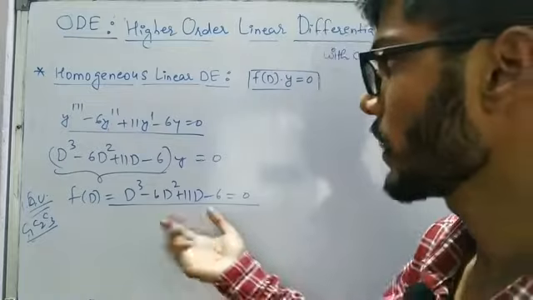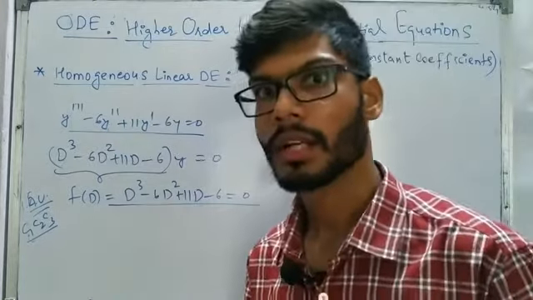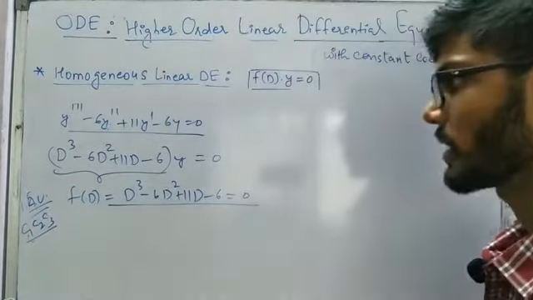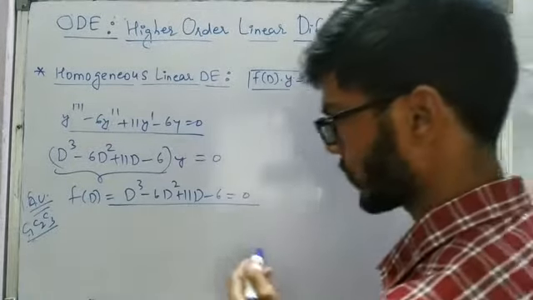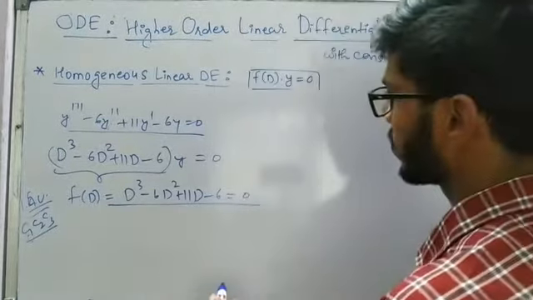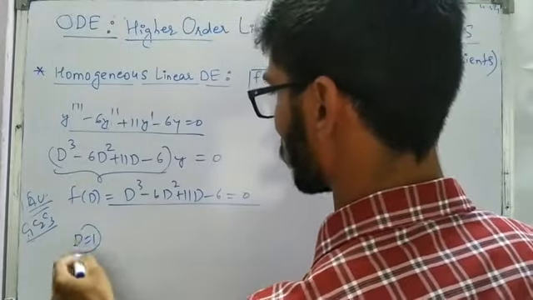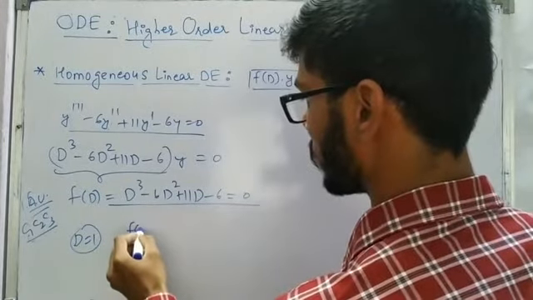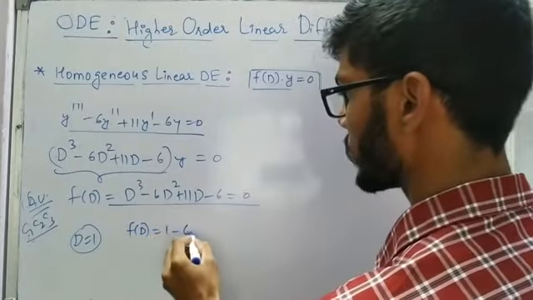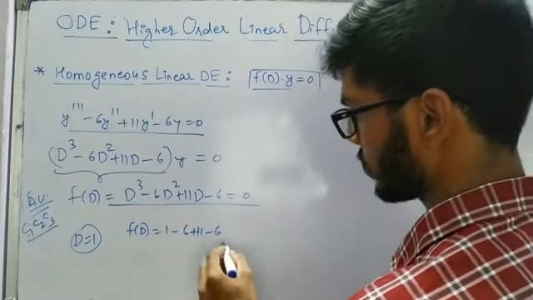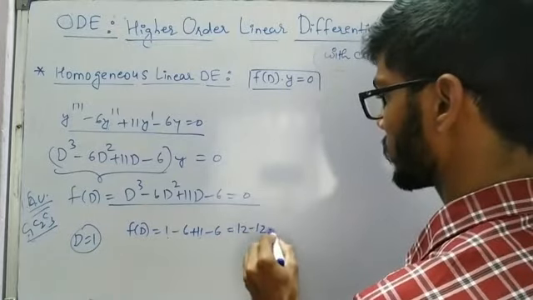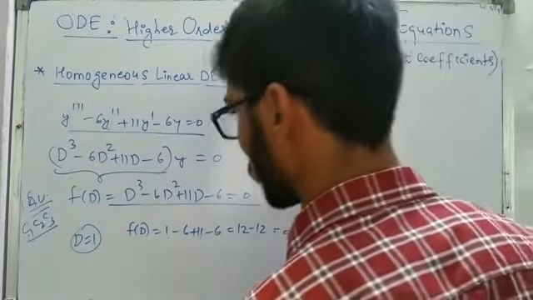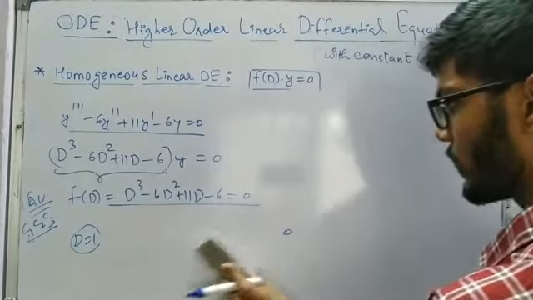If it is of second order, we can simply make use of the quadratic formula, minus b plus minus under root b square minus 4ac upon 2a. But first we have to calculate the first root, and that we have to do with the little hit and trial method. So I am substituting D is equal to 1. So f of D is equal to 1 minus 6 plus 11 minus 6. So 1 plus 11 is 12 and minus 6 and minus 6 is minus 12. So D is equal to 1 is satisfying. In the first go itself we have got the root.